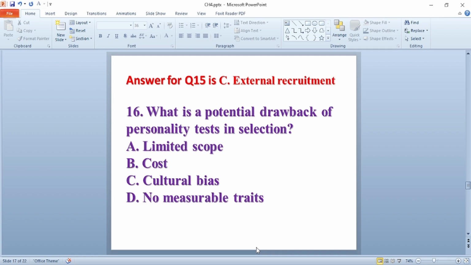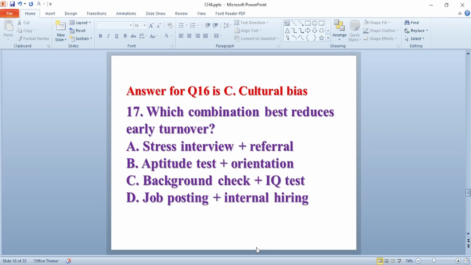Question number 16. What is a potential drawback of personality tests in selection? A. Limited scope. B. Cost. C. Cultural bias. D. No measurable traits. The answer for this question is C. Cultural bias.